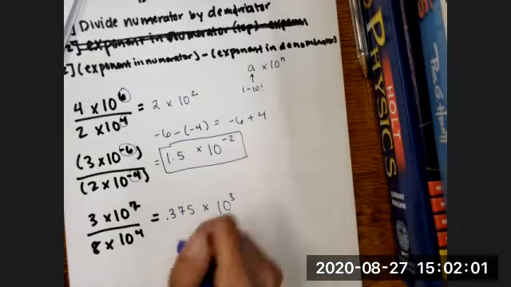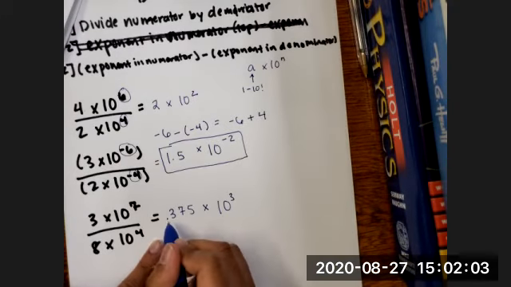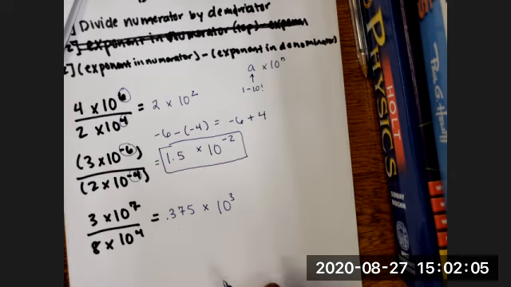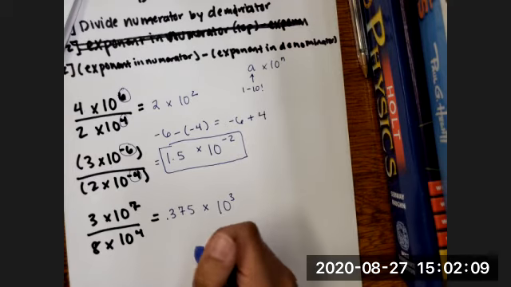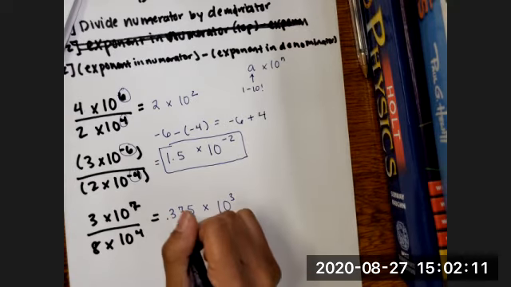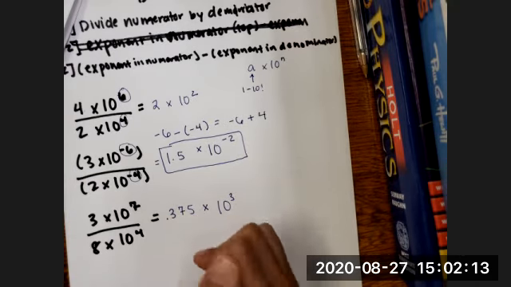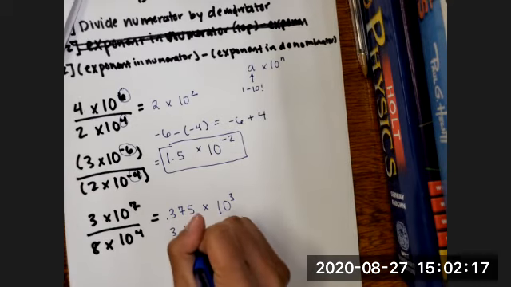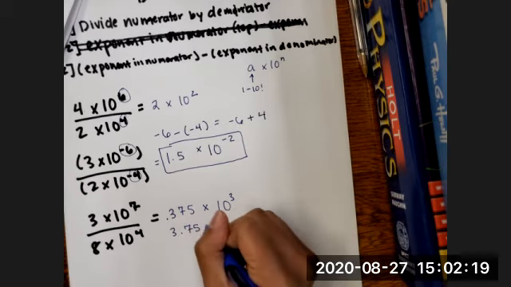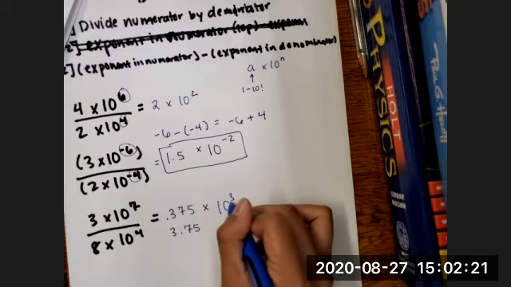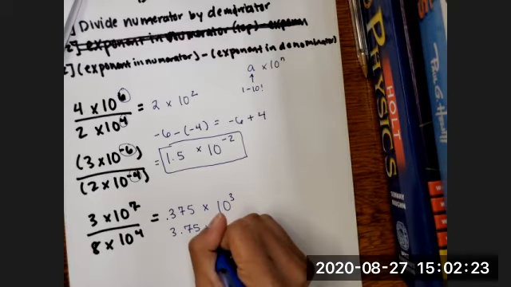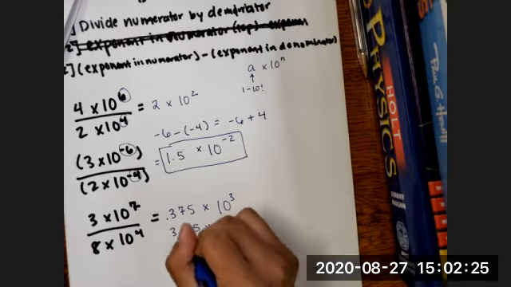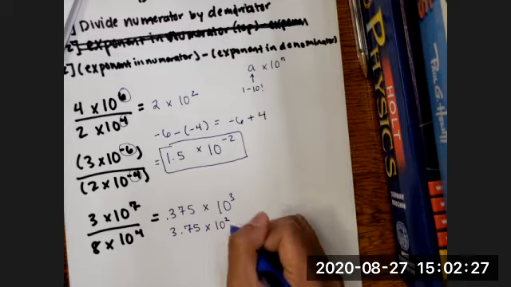So here, I know that 0.375 is less than 1. So what I'm going to do here is move the decimal over to the right. So I have 3.75. Since I moved it over to the right, I have to take 1 away from the exponent. So I have 3.75 times 10 to the second power.